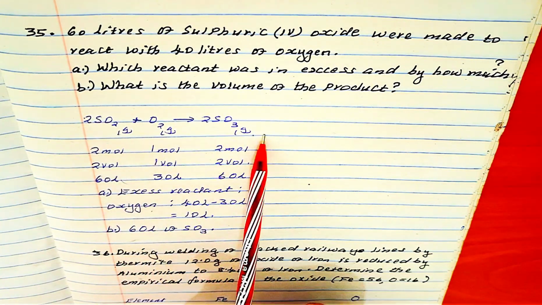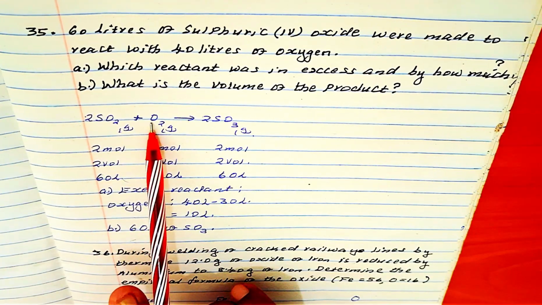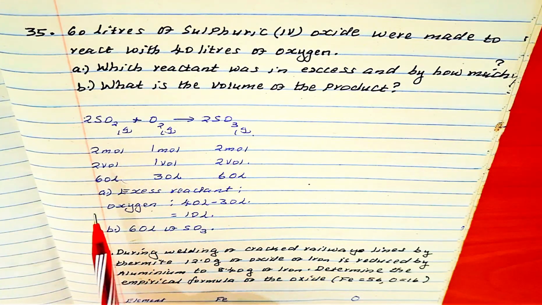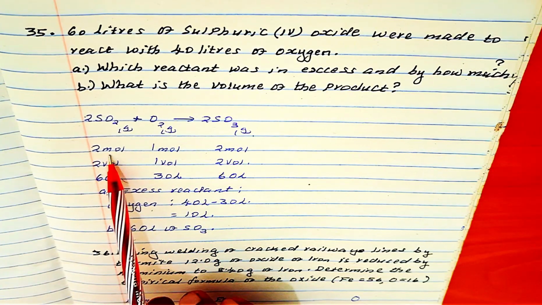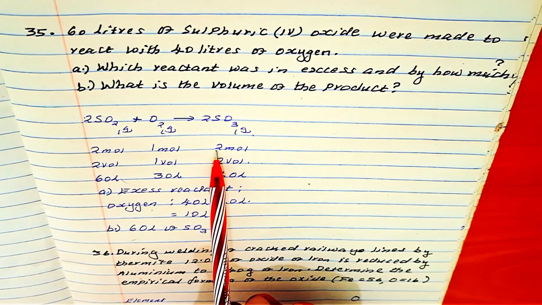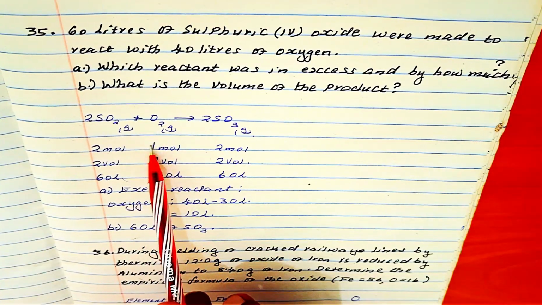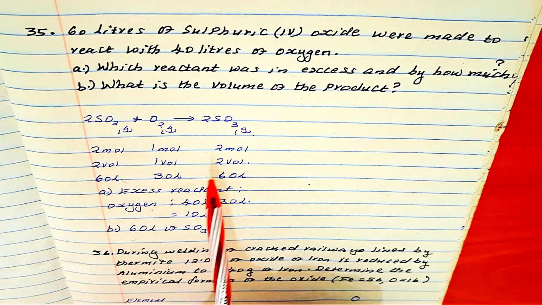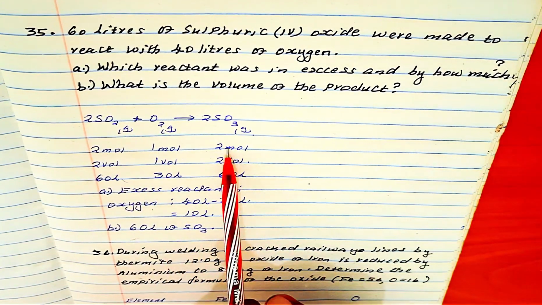So this is the reactive mole ratio. 2 moles of sulfur 4 oxide react with 1 mole of oxygen to give us 2 moles of sulfur 6 oxide. So using Gay-Lussac's law, this 2 is this one. This 1 is the one that is here. Here we have not written anything, it means that this is 1. And here this 2 is this one. So 2 moles to 1 mole to 2 moles.